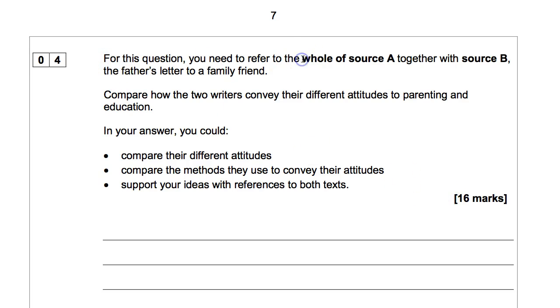You will always be asked to look at the whole of source A, and you'll probably be asked to look at the whole of source B, although in this case, source B is 2 letters and they're only asking you to focus on the father's letter. Hopefully you will have remembered to bring a highlighter to the exam, and so you will be highlighting as I am, so you remember what things to actually write about. You want to write about the father's letter rather than the son's. You will always be asked to compare the 2 sources in this case. So let's take a look at them now.